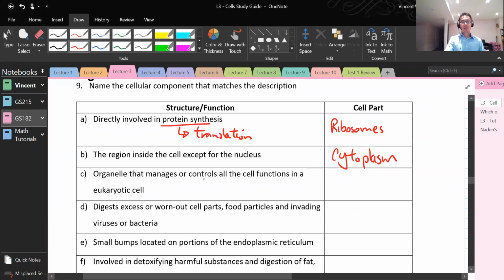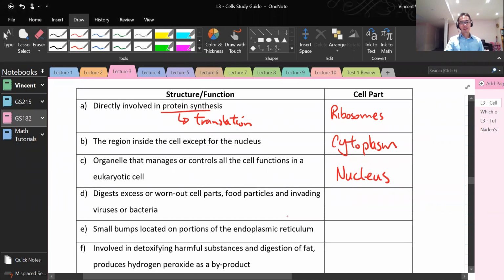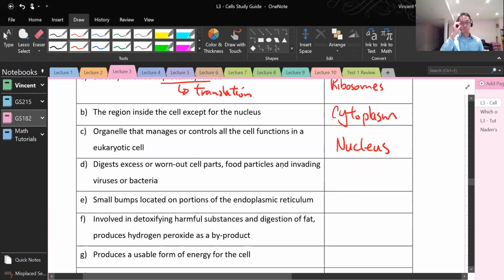Organelle that manages or controls all cell function in a eukaryotic cell, that is the nucleus. Digests excess or worn out cell parts, food particles, and invading viruses or bacteria, that would be the lysosome.